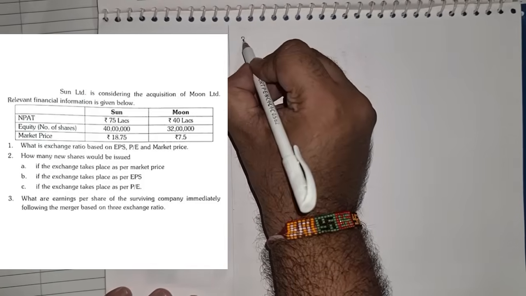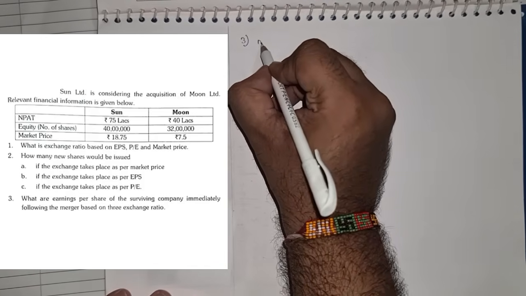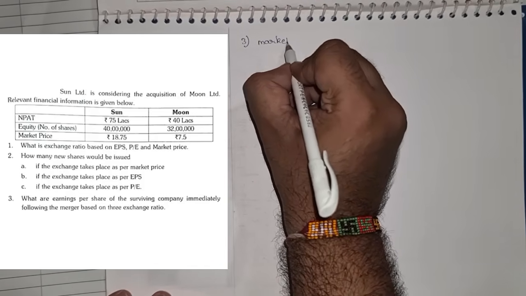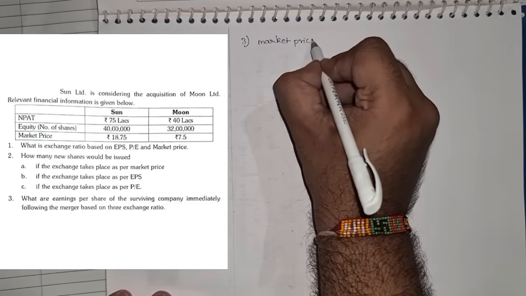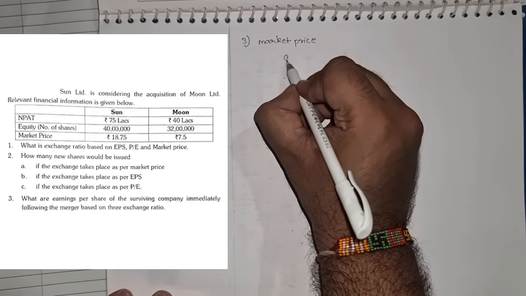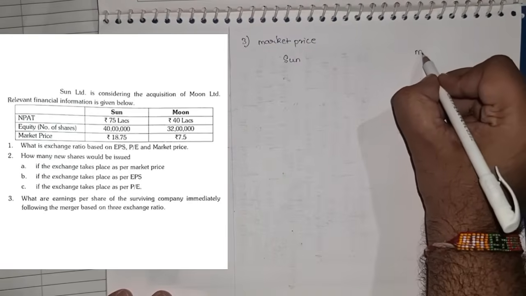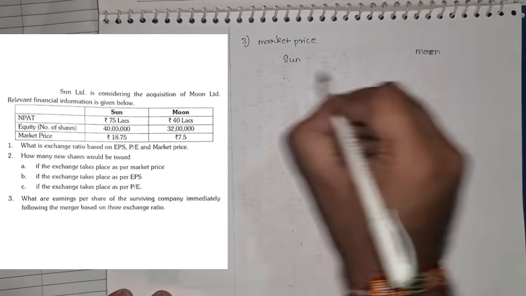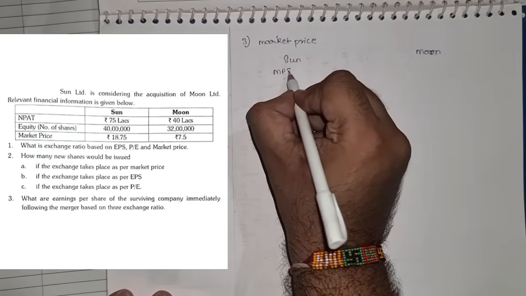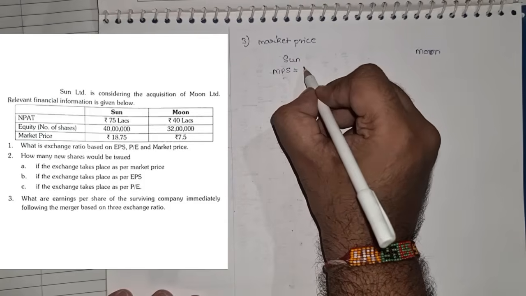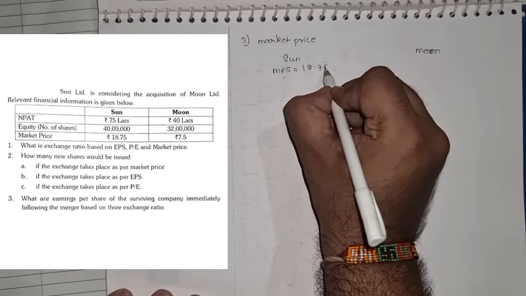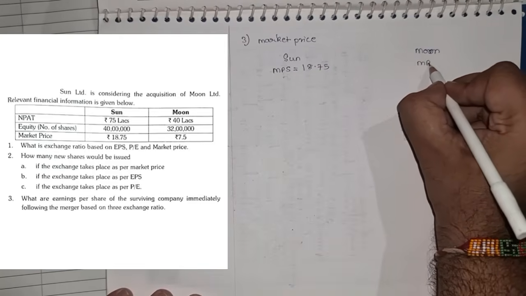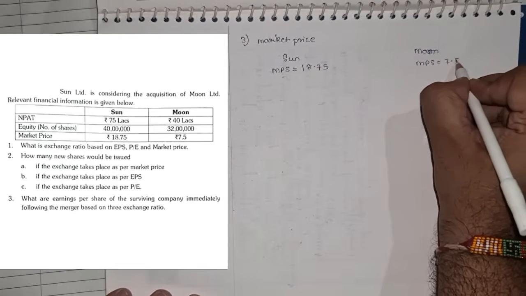Okay, now the third part is based on market price. Now market price doesn't have a formula right now. The market price is directly given to us. So for Sun Limited and for Moon Limited, the market price of the share is given. Sun's market price is 18.75 and for Moon the market price of the share is 7.5.